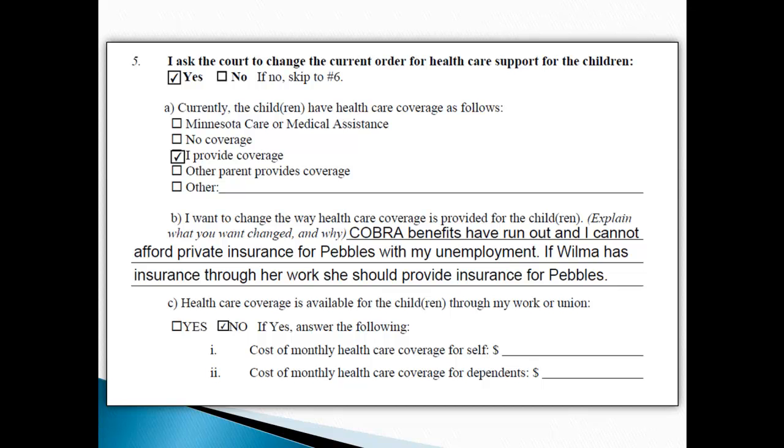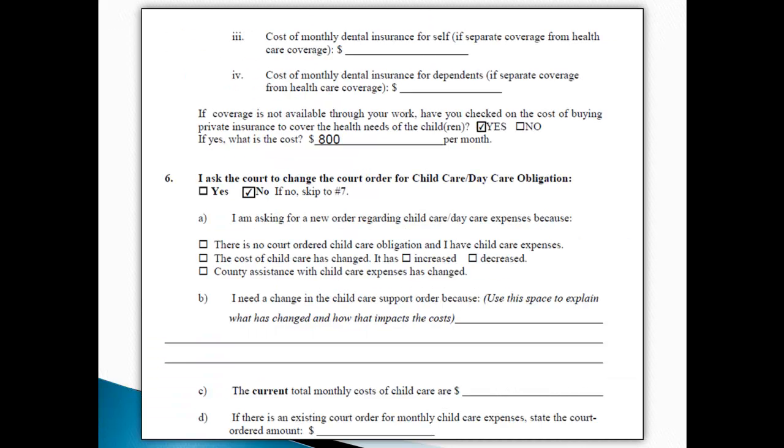If insurance is available through your employer, include the cost of coverage for yourself and dependents. If you are asking to change the court order for child care or daycare, then answer question 6. If not, skip to question 7. For question 6, fill in the information about the current order, if there is one or not, and current information about the child care.